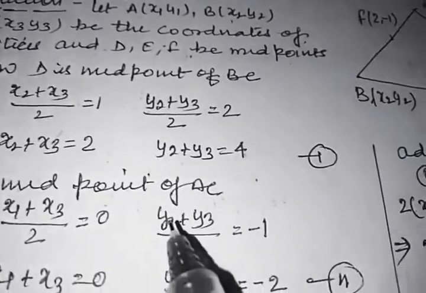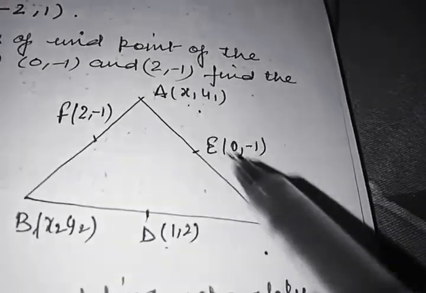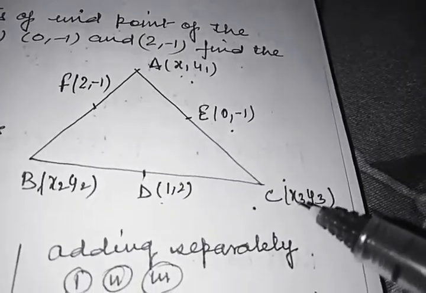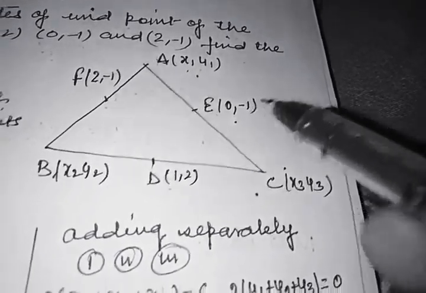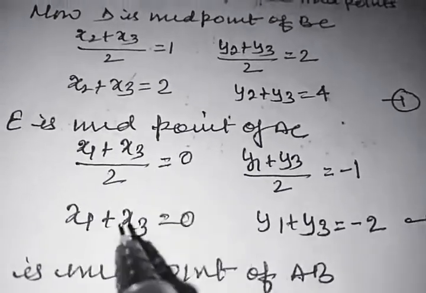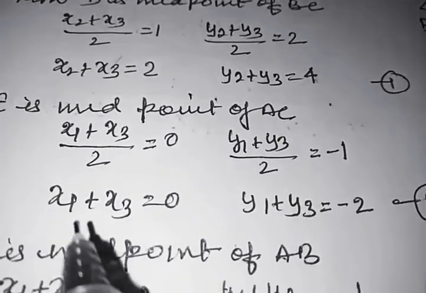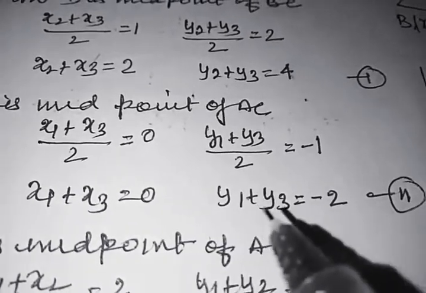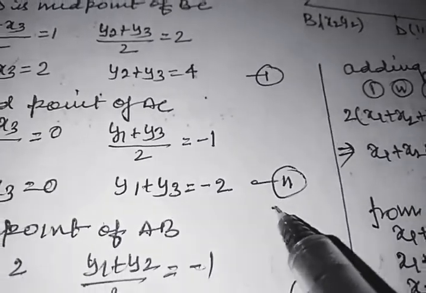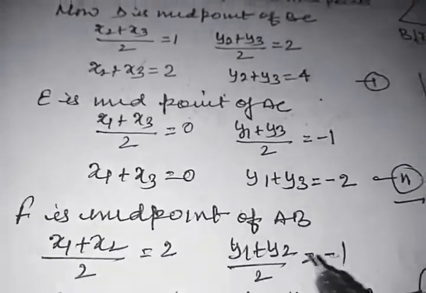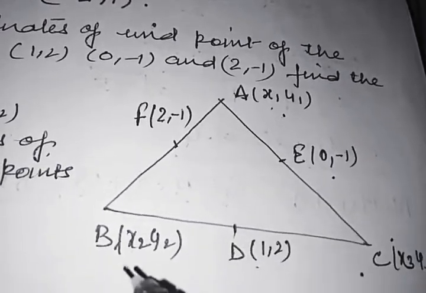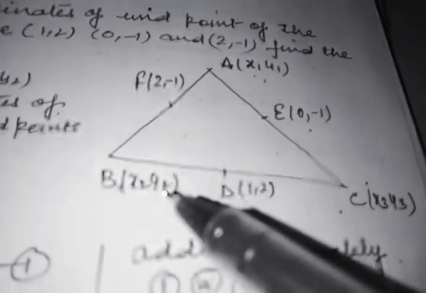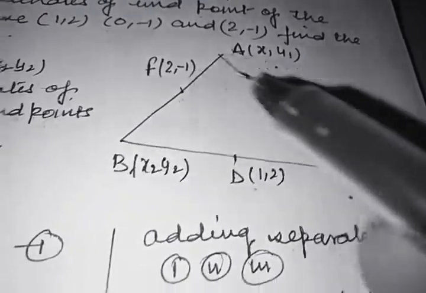Now see, E is the midpoint of AC. So what will we get? (x1 plus x3) by 2 is equal to 0 and (y1 plus y3) by 2 is equal to minus 1. So we get here x1 plus x3 is equal to 0 and y1 plus y3 is equal to minus 2. This is your equation 2. Now, F is the midpoint of AB. So here we'll get (x1 plus x2) by 2 is equal to 2 and (y1 plus y2) by 2 is equal to minus 1.